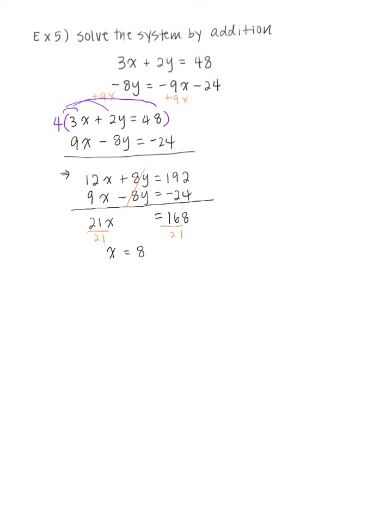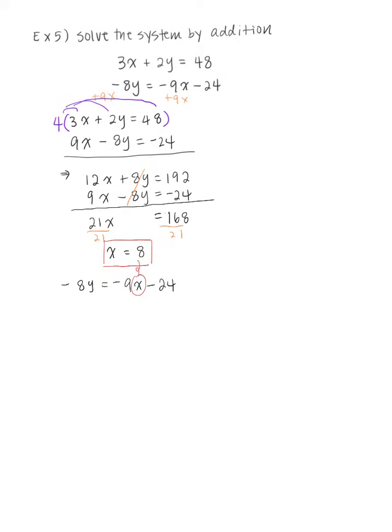All right, looking good. Now, next step is this. You have to take either one of the equations and then solve for y. It doesn't matter which one you take. So which one do you want to take? First equation, second equation? You know what? Let me take the second equation this time, which is negative 8y equals negative 9x minus 24. And then I'm going to plug this 8 in place of x.